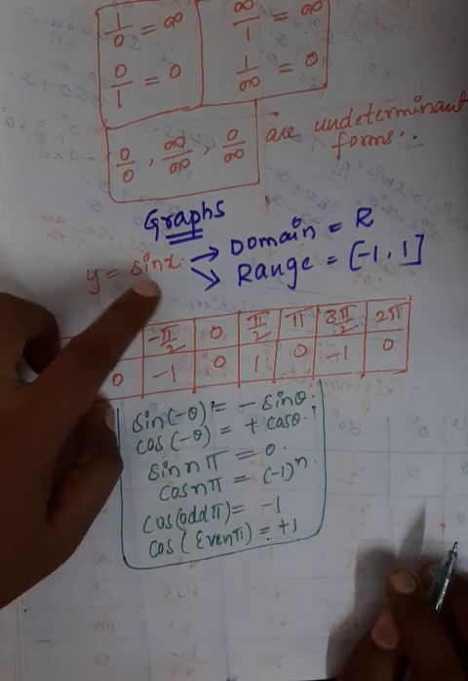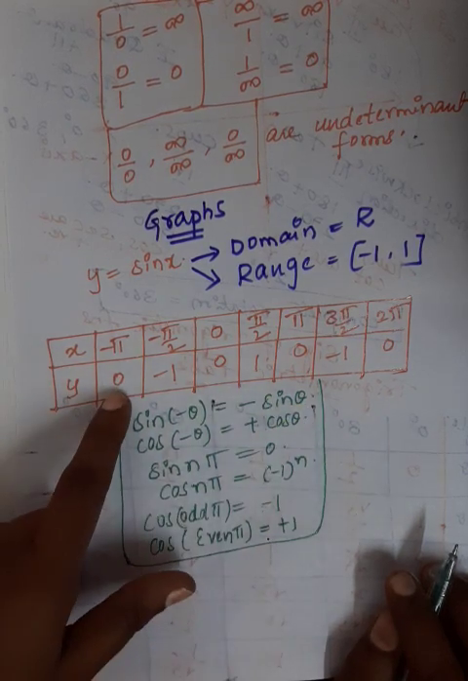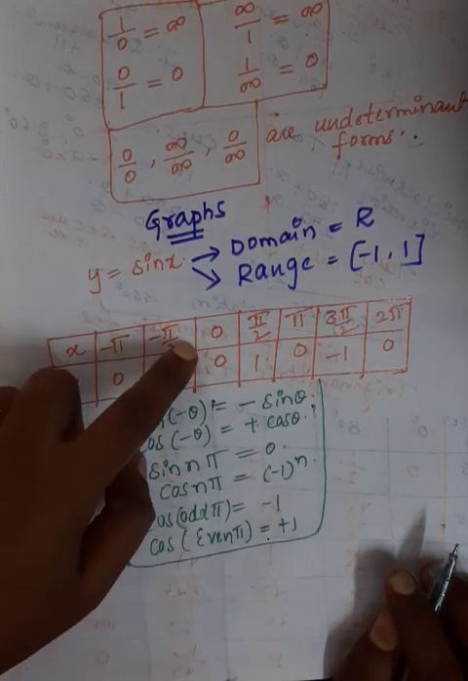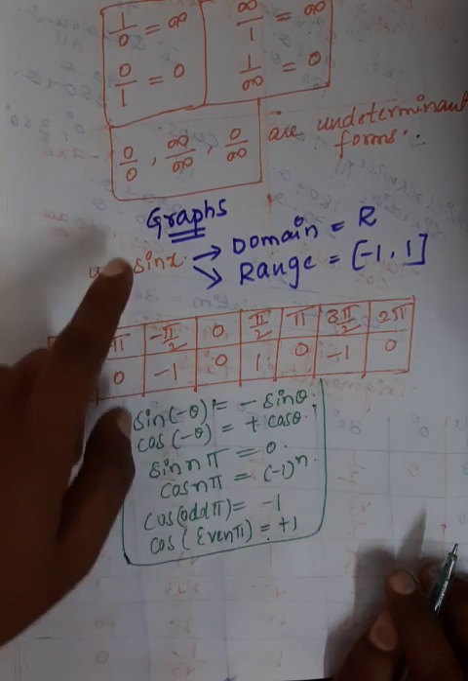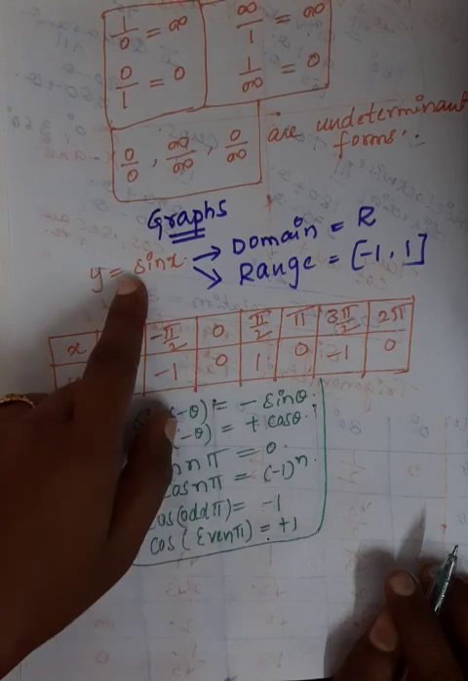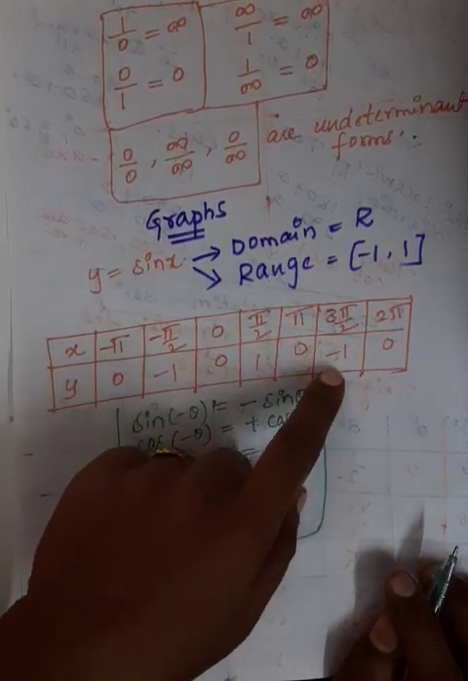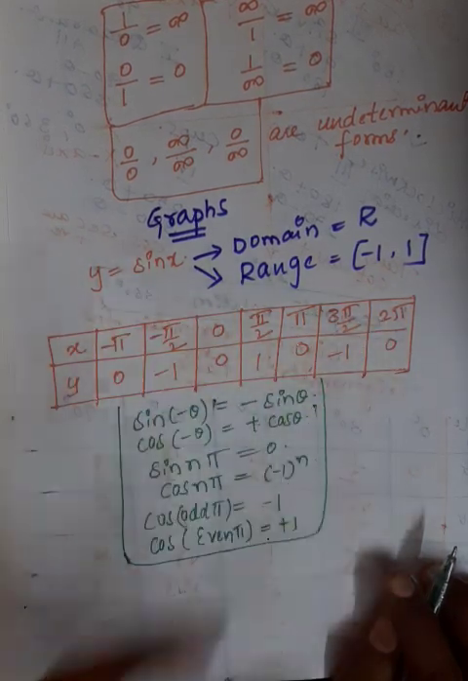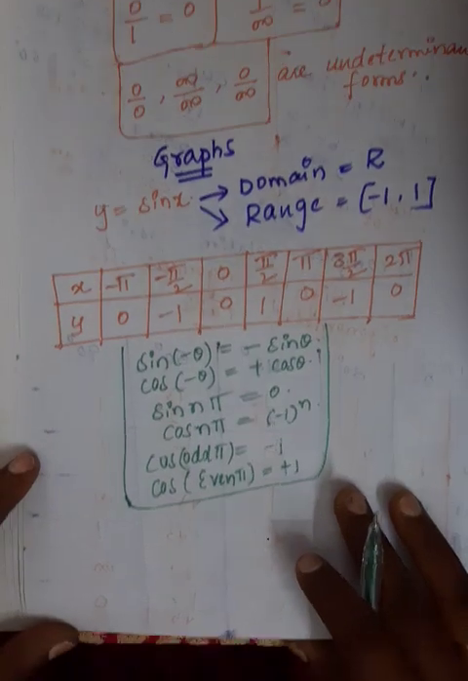So here also, sin of -π is -sin π, which is equal to 0. Sin of -π/2 is -sin π/2, which is -1. Sin 0 is 0, sin π/2 is 1, sin π is 0, sin 3π/2 is -1, sin 2π is 0, because sin nπ is always 0. Then we can take the graph.